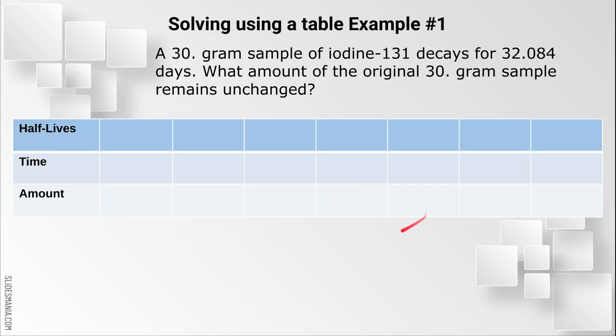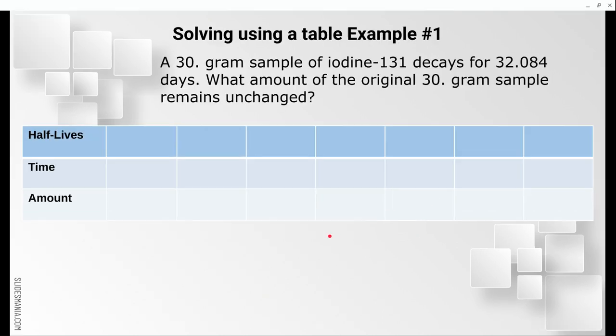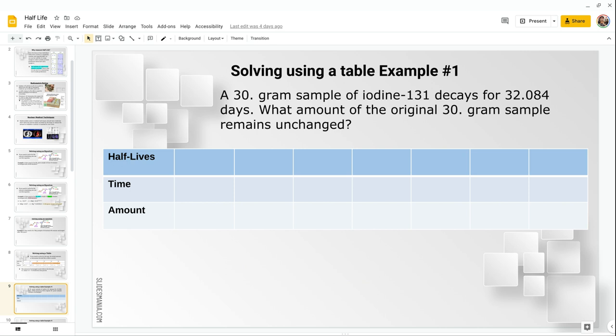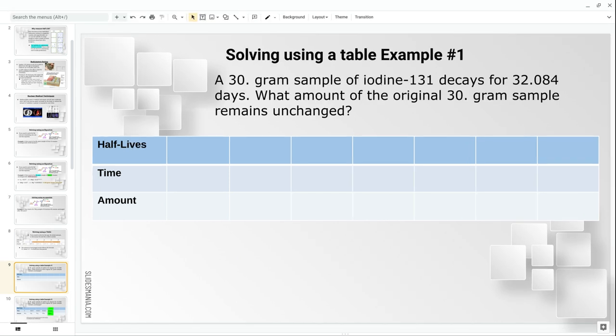Okay? So why don't we try to redo this problem here. So it says a 30-gram sample of iodine 131 decays for 32.084 days. What amount of the original 30-gram sample remains unchanged after the 32.084 days?